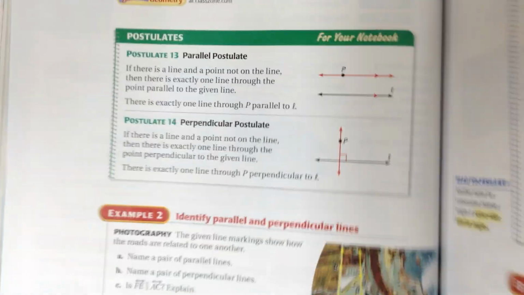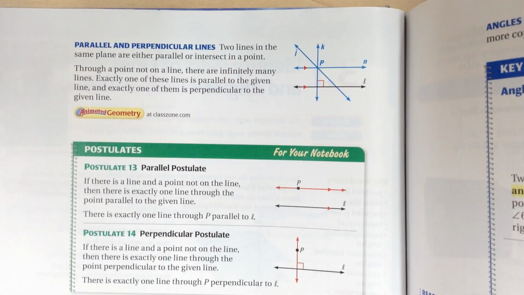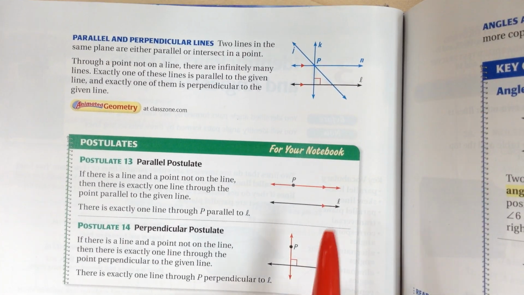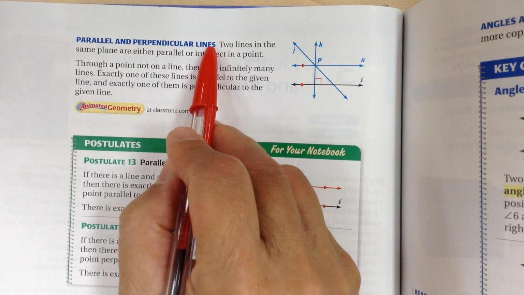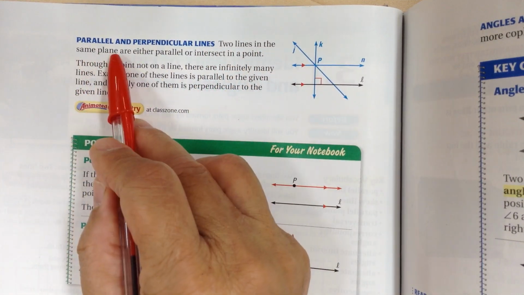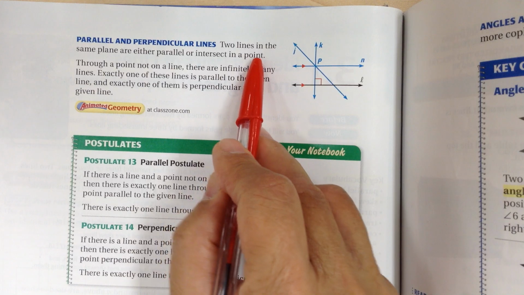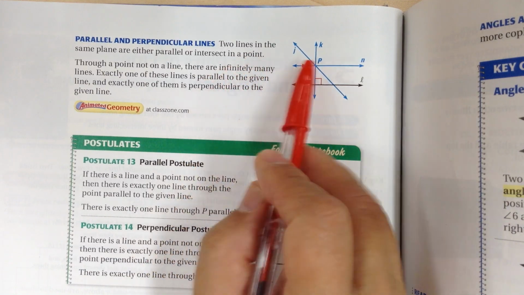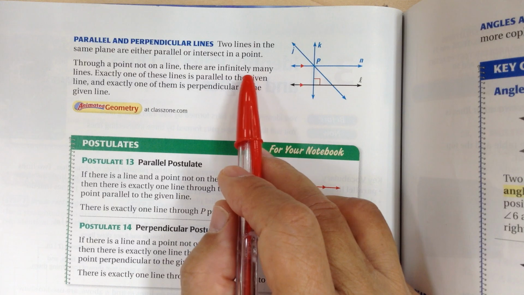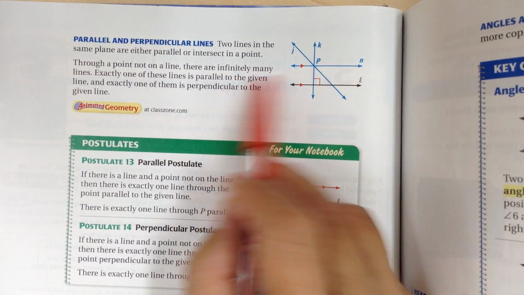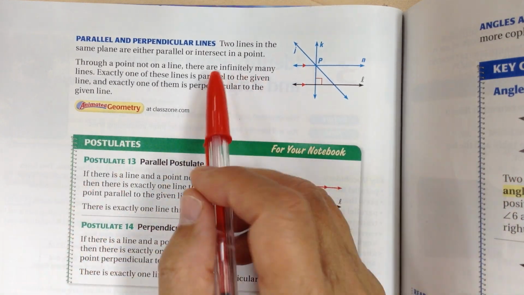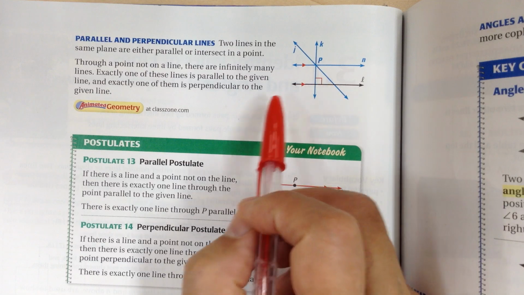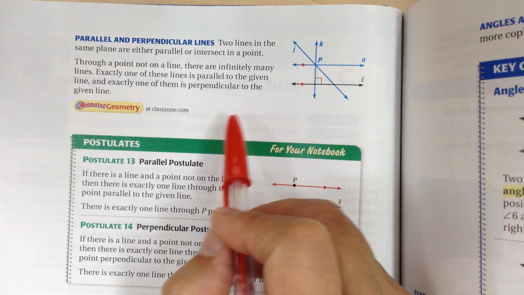Okay, let's go to the next page. On page 148, we've got more terms. Parallel and perpendicular lines. Two lines in the same plane are either parallel or intersect in a point. So again, when you have two lines on the same plane, they're going to either intersect or not intersect. Parallel means they never intersect. If they do intersect, they intersect at one point. And if they don't intersect, that means they are parallel.